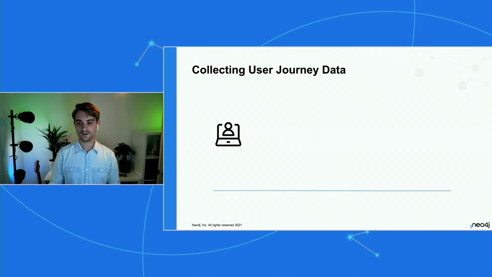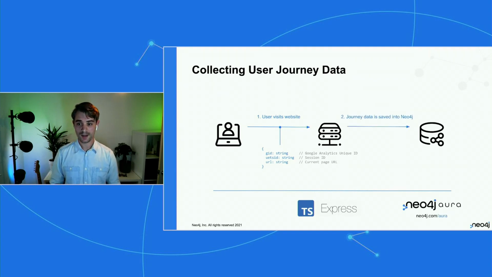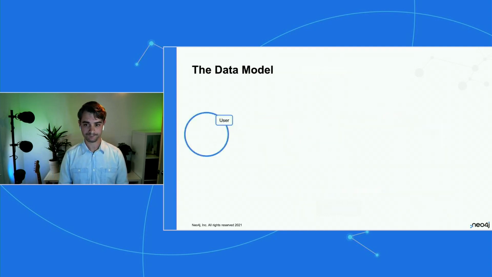So when a user visits the Neo4j developer guides for the first time, an anonymized record of their visit is sent to a lightweight API, which is built with TypeScript and Express. That request contains a unique user ID and session ID, which are already generated by Google Analytics, and some more information about the page that they're on. That information is then saved into an Aura database where I can analyze it using Cypher.